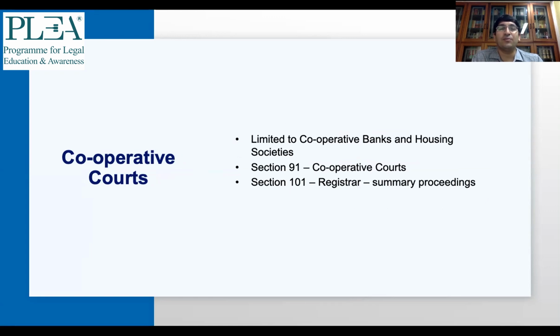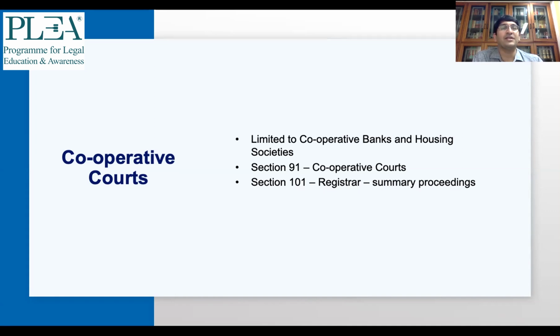Another important point is Section 101, where instead of approaching the tribunal or a court, you approach the registrar. And these are very summary sort of proceedings. Basically, based on principles of natural justice, the registrar will hear the parties and he will pass an order saying that, okay, this specific amount is due from the debtor to the buyer. This is something which I actually was not very aware of and got to know about recently. So I thought I would at least mention it here, that this is also a recovery forum.